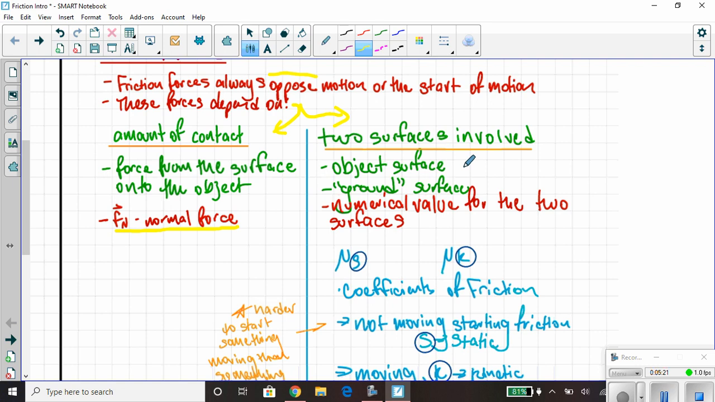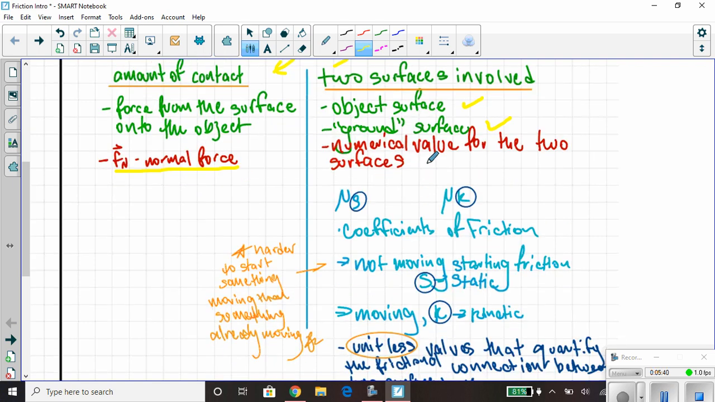So the object surface is one of the things that's involved in the amount of friction between two objects, and the surface that the object is sitting on. So scientists have come up with a way to quantify this. And the way they've quantified it is through these two values. They are called coefficients of friction.